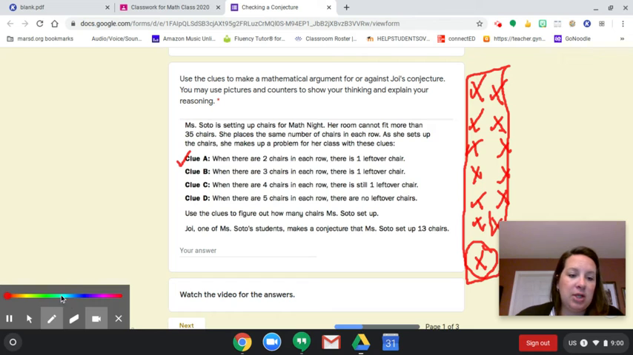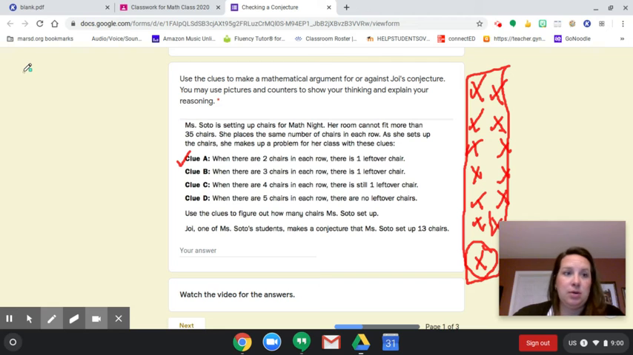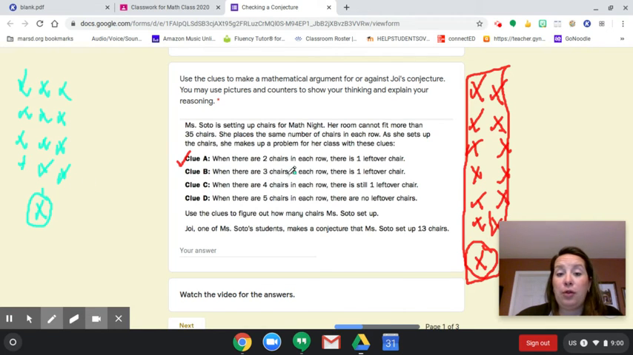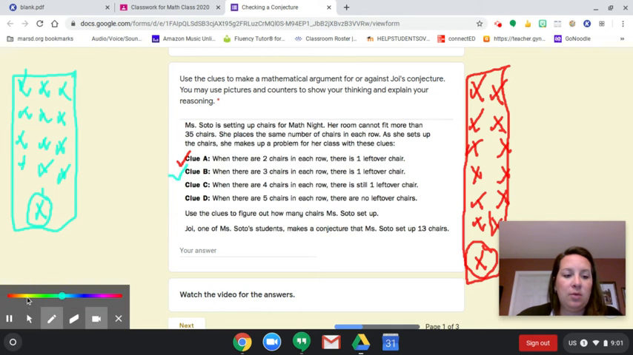Okay. Clue B says when there are 3 chairs in each row, there's one left over. All right, so let me change colors here so we know this is something different. And let's put 3 chairs in each row this time. 1, 2, 3, 4, 5, 6, 7, 8, 9, 10, 11, 12. Oh, I have one leftover chair. So when there are 3 in each row, there's one left over. Is that correct? Yep. So I'm going to put a check mark.